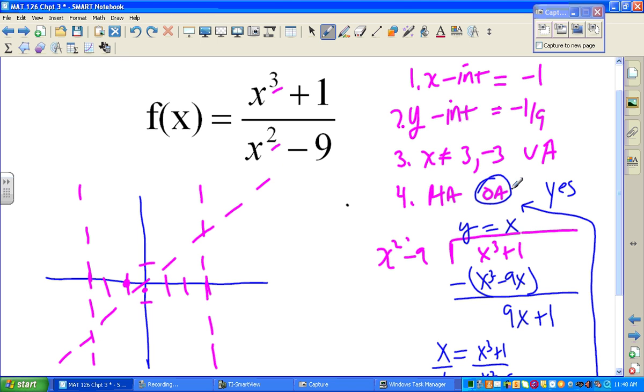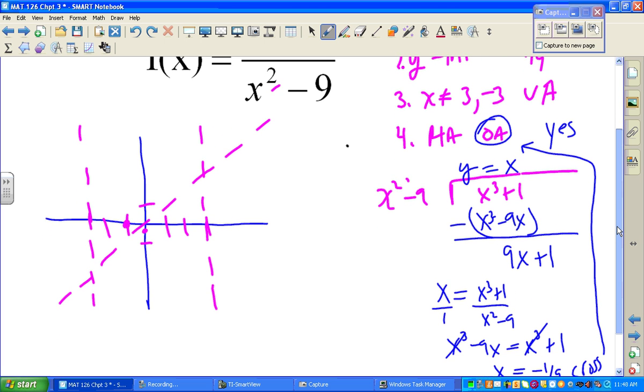Okay. I can already pretty well tell what the graph's going to look like. I'm sure you can too. And it's going to cross that at x equals -1/9. So I'll put that on there as well. Right there, it's going to cross. Okay?